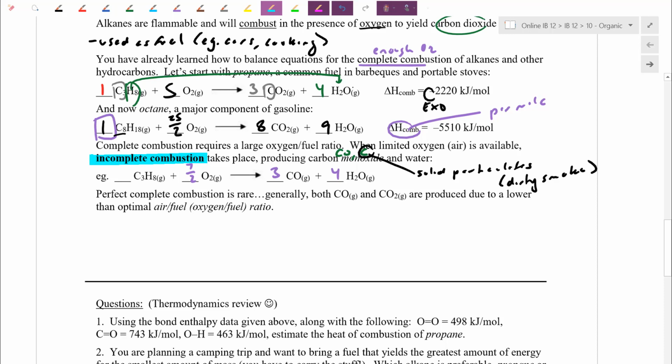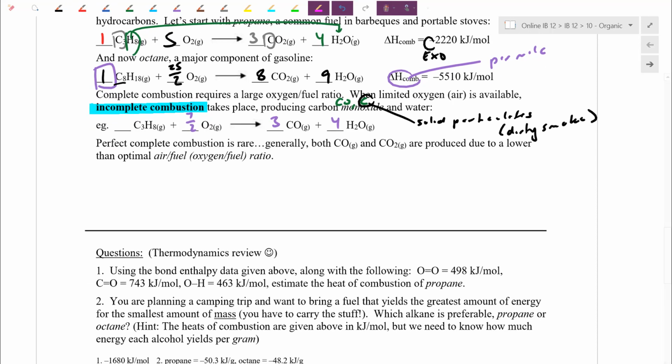Let's be careful, especially with incomplete combustion. Not only is it going to be a dirtier smoke and a dirtier flame here, in general, the CO is actually a poisonous gas. So we can actually make a note here. CO is a colorless, highly toxic gas.